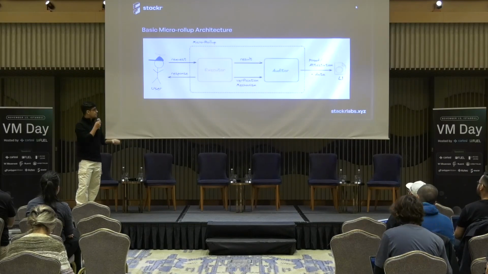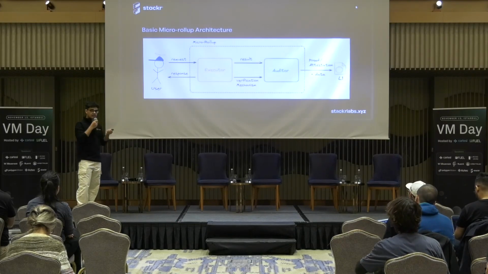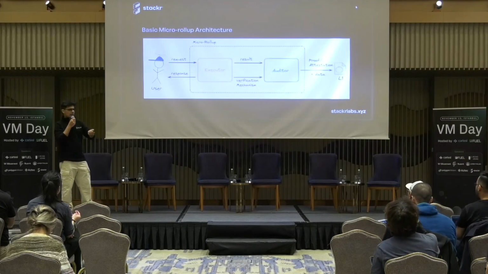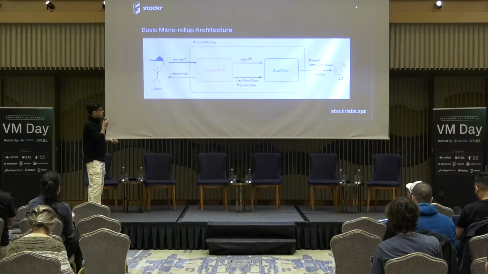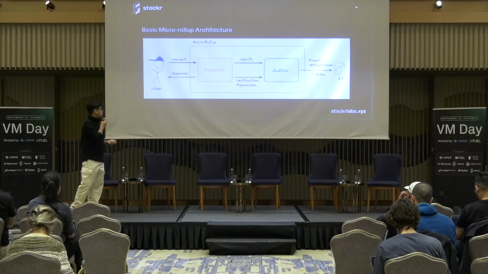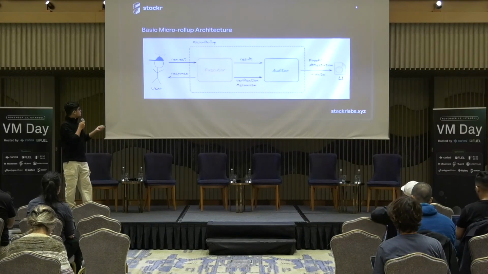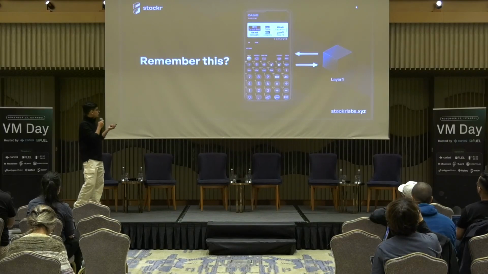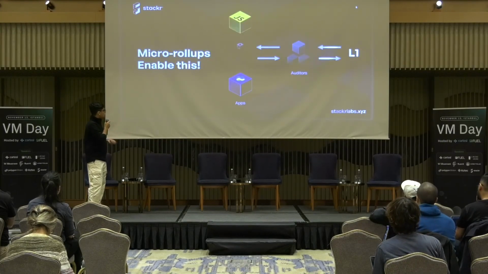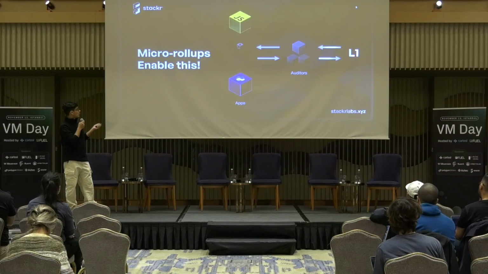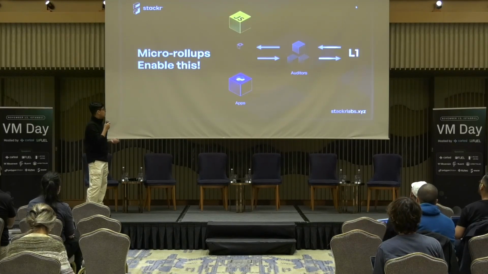The auditor generates a proof or attestation, so it can actually re-execute the data or just run it inside a VM, like a RISC-0 VM or whatever. And it just posts that data on L1. So that's how a micro rollup looks. If you remember this, then this is what micro rollups enable. They can run any kind of application, send it to the auditor, and then post it on L1.